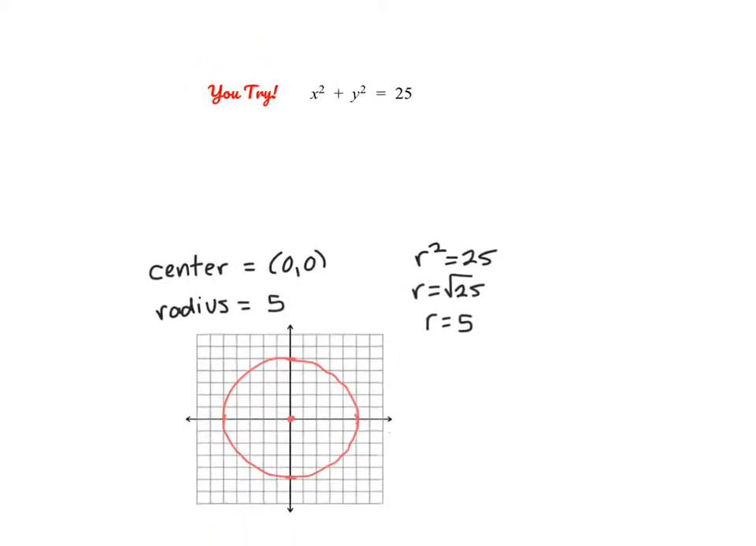Okay, so here, I don't see any numbers being added or subtracted from y or x. So that means our center is at 0, 0. Many people think that it must be 1 because sometimes we have invisible ones. However, if our center was at 1 or -1, you would see it in the equation. So here our center must be at 0, 0, which is also called the origin. And r squared is 25, so our radius is 5. So we went right 5, up 5, left 5, and down 5.